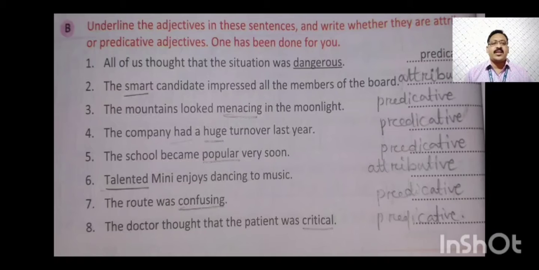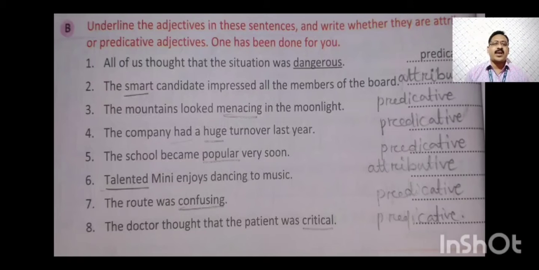Exercise B. Underline the adjective in these sentences and write whether they are predicative or attributive. One has been done for you. You have to find out whether they are predicative or attributive by seeing the adjectives. All of us thought that the situation was dangerous. Here, dangerous is the adjective, but you can see there is no noun after the adjective. So, it is said to be a predicative adjective.